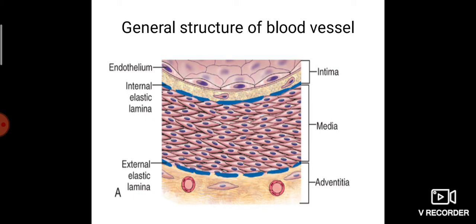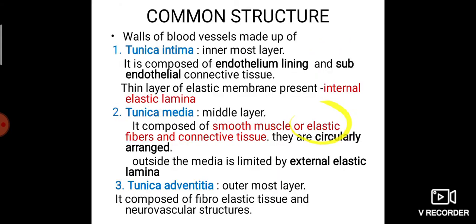In general, all blood vessels, whether artery or vein, that doesn't matter, have three layers. The layers are tunica intima, tunica media, tunica adventitia. Once more, tunica intima is the innermost layer. Tunica media is the middle layer. Tunica adventitia is the outermost layer.